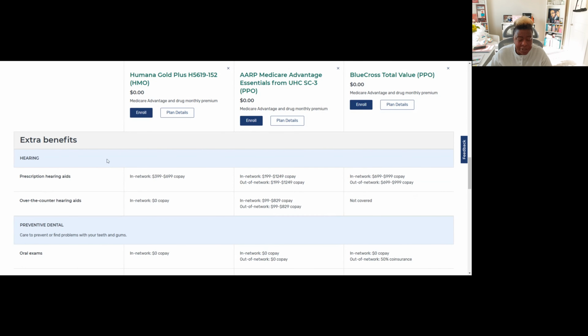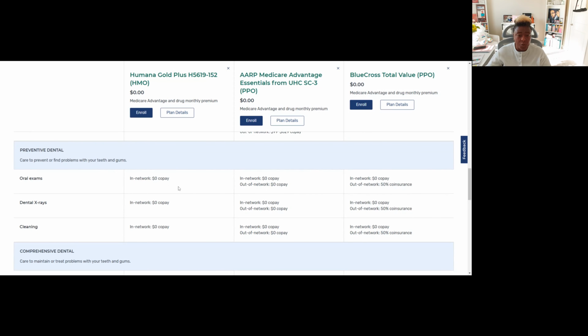And then you get down here to some of the extra benefits or supplemental benefits. So prescription hearing aids, and this copay is $399 to $699. You can go up to $1,249 with the United plan and up to $999 with the Blue Cross total. Usually with the hearing aids, they just have a standard model, like a base model, and then they may have a premium model. Over-the-counter hearing aids, these are just that coverage, and then they're not covered over here.